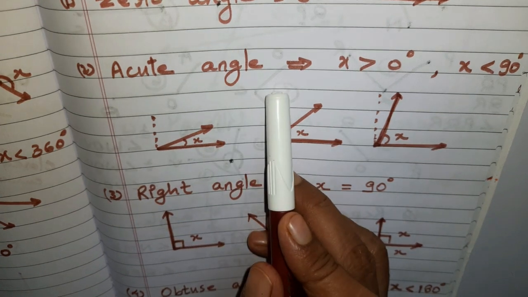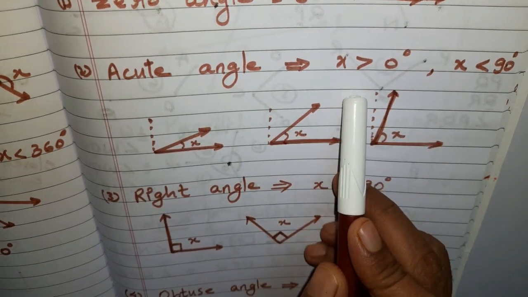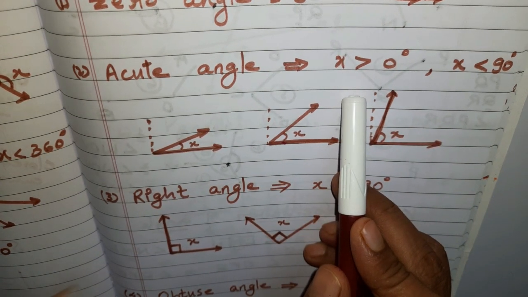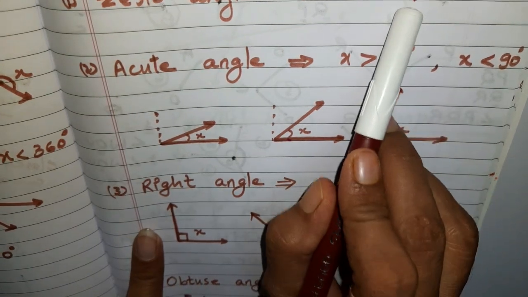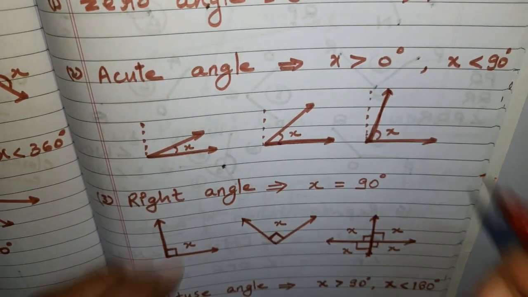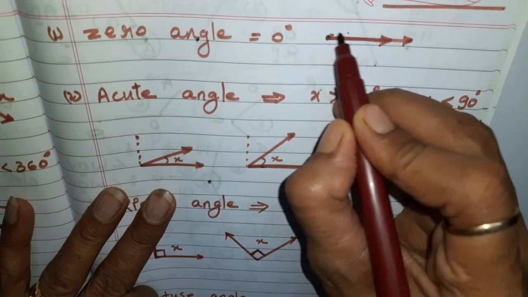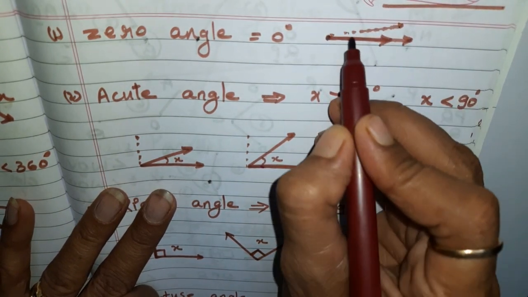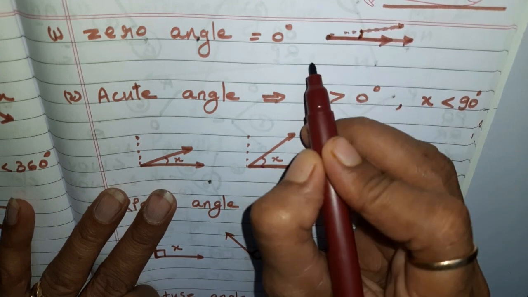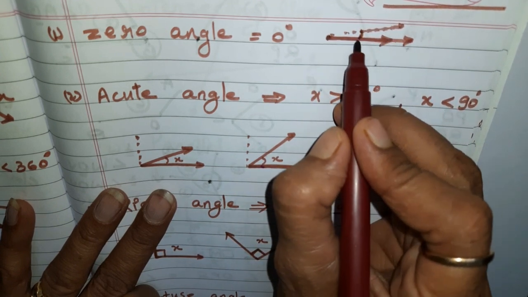Then the second type of angle is the acute angle. In an acute angle, the angle is greater than 0. It means there is a little shift. Suppose this ray is shifted over here. If it moves from here a little bit up, it means that it is forming an angle.